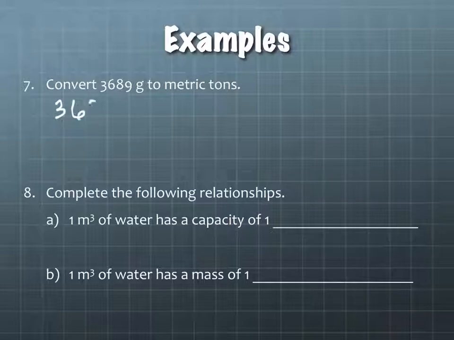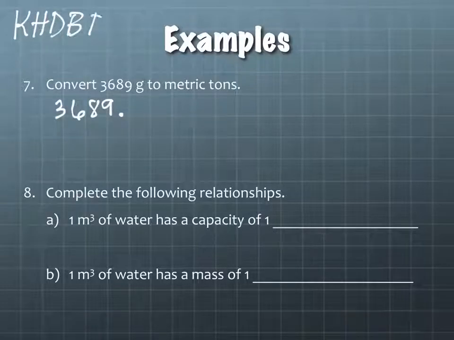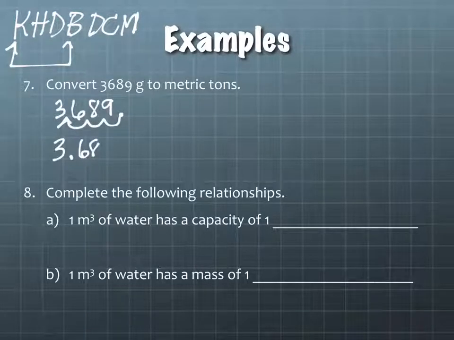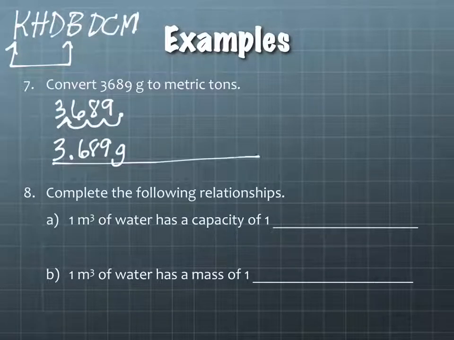So first of all, the 3689. I'll just write it up here again. We're going from grams, which is our base unit, over to kilograms. So it's 3 decimals to the left. So here's 1, 2, and 3. So we have 3.689 kilograms, and we're wanting to turn that into tons.